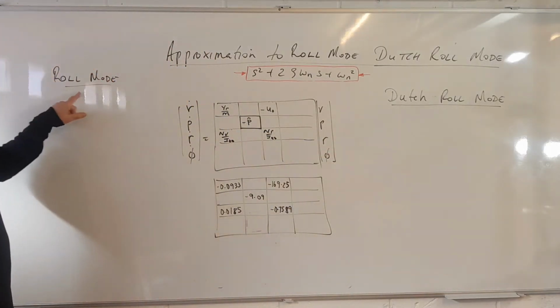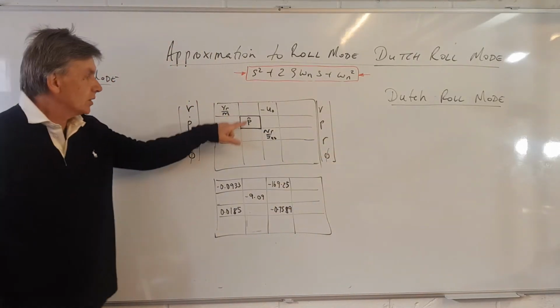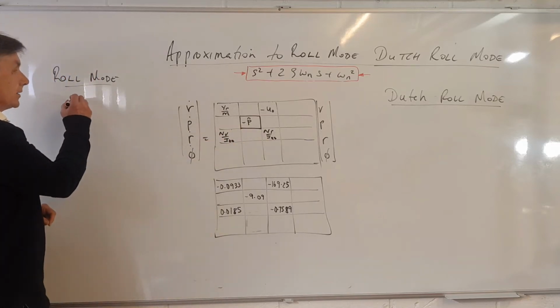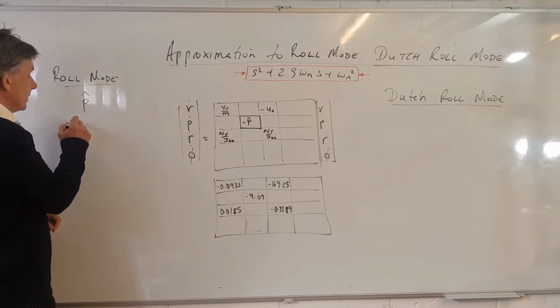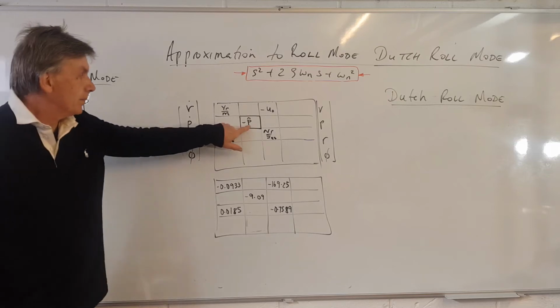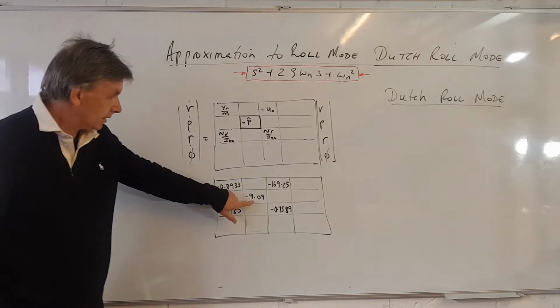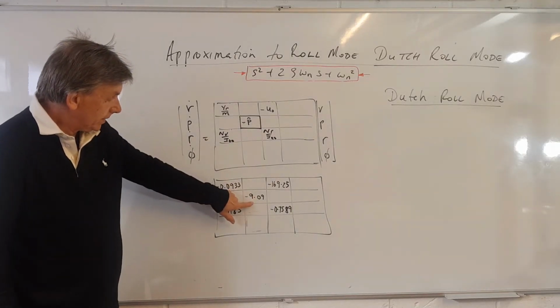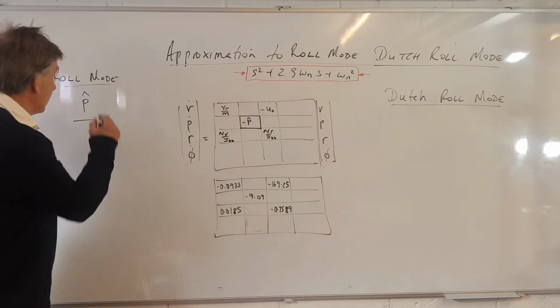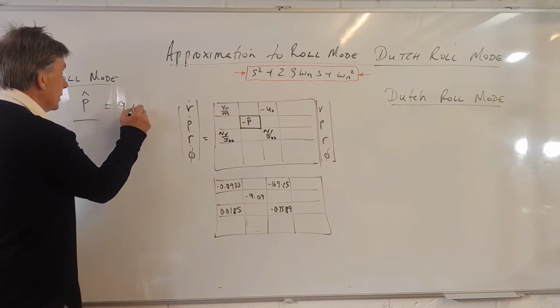So the roll mode is particularly easy. It's just the 2,2 element. The roll mode is actually equal to p hat. So we just extract the minus p there, and the roll mode will be p hat. So that one is very simple. If we did this particular one here, we'd go to this number here, so it's minus 9.09. So the roll mode would be 9.09.